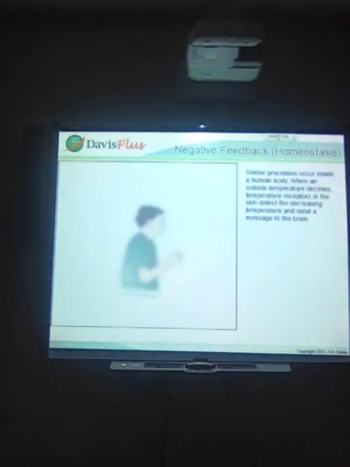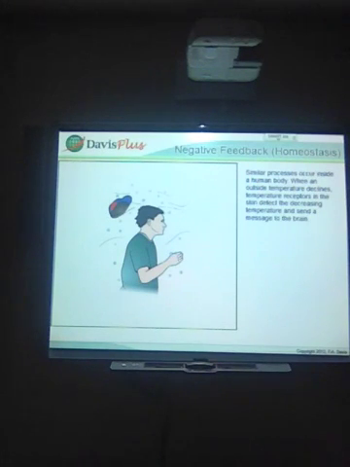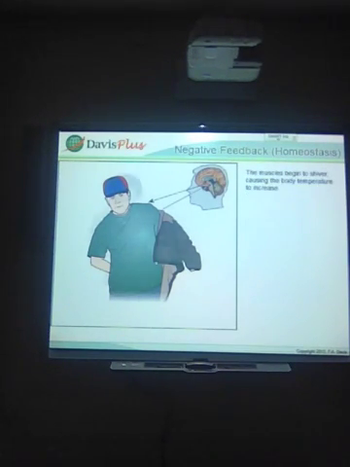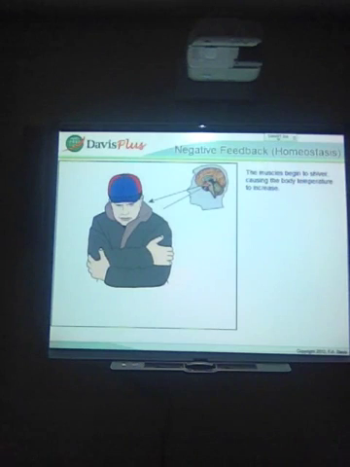Similar processes occur inside a human body. When an outside temperature declines, temperature receptors in the skin detect the decreasing temperature and send a message to the brain. Next, the hypothalamus in the brain receives the message that the body temperature is dropping below its set point and sends nerve impulses to the muscles. The muscles begin to shiver, causing the body temperature to increase.